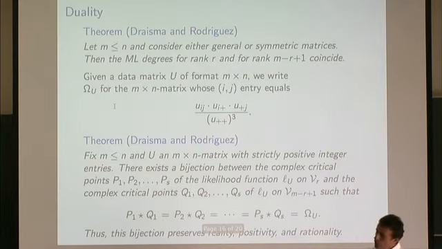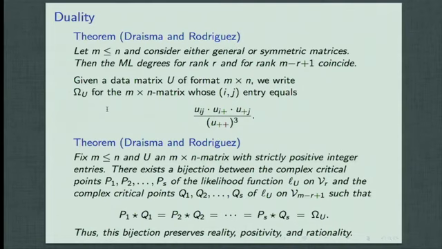Okay, so let me state a theorem. In fact, two theorems that explain the symmetry along the column. We stated this as a conjecture in the first paper, and then Draisma and Rodriguez solved the conjecture subsequently. Here's the first statement: symmetry holds. If m is less than n, in either the general or the symmetric matrix case, the ML degrees for rank r and for rank m minus r plus 1 coincide. That was what we saw on the table.